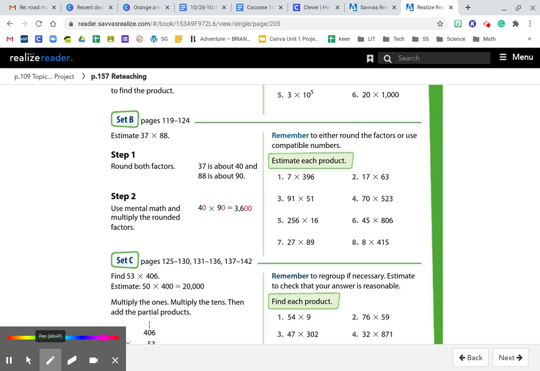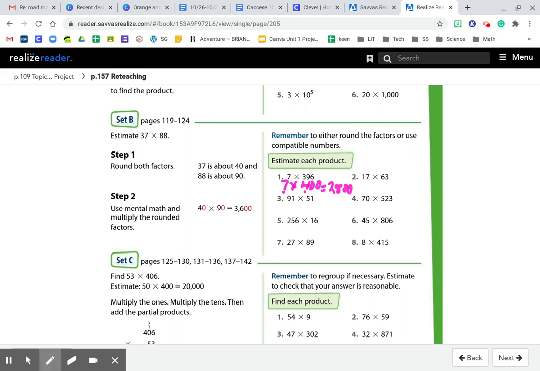So for number 1, I would leave 7 alone and round 396 up to the greatest place value. So now we have 7 times 400. Solve a simpler problem. 7 times 4 is 28. Bring over those 2 zeros.